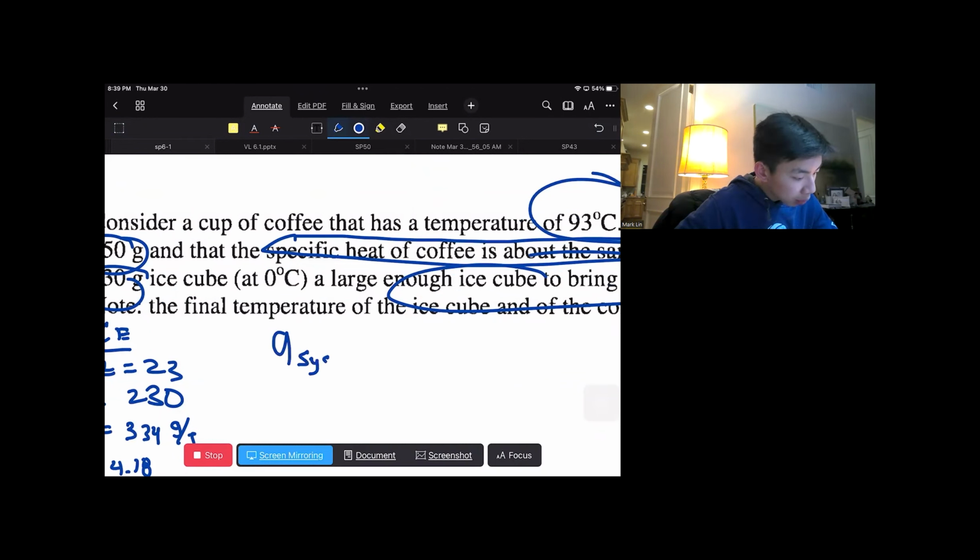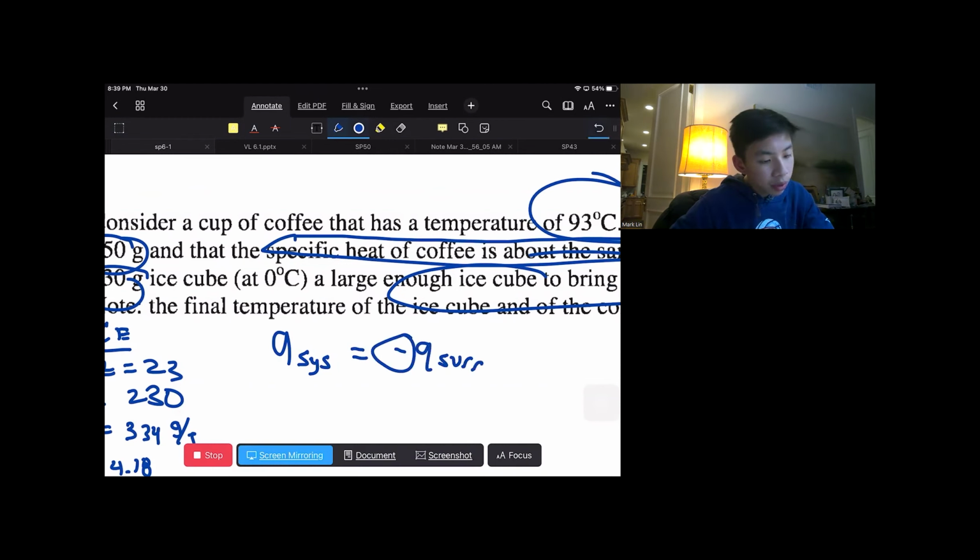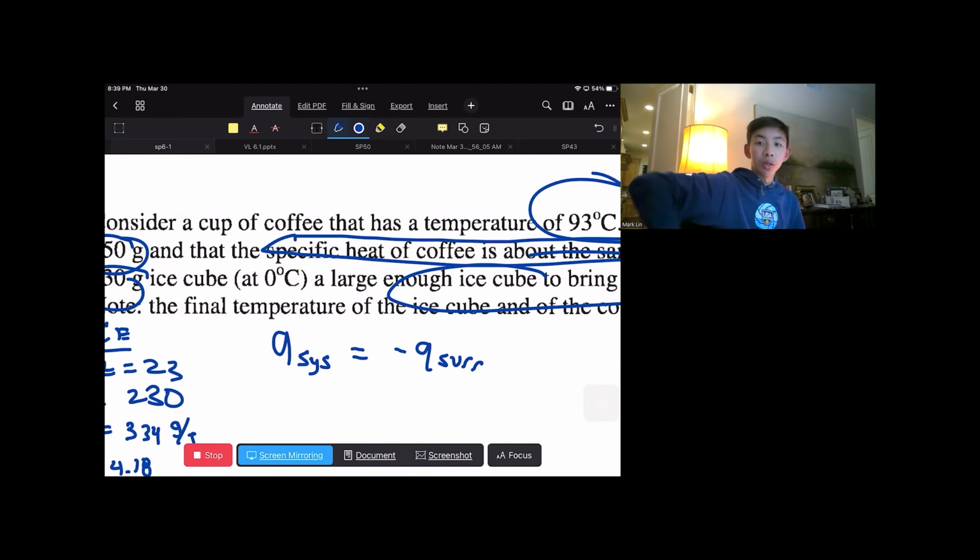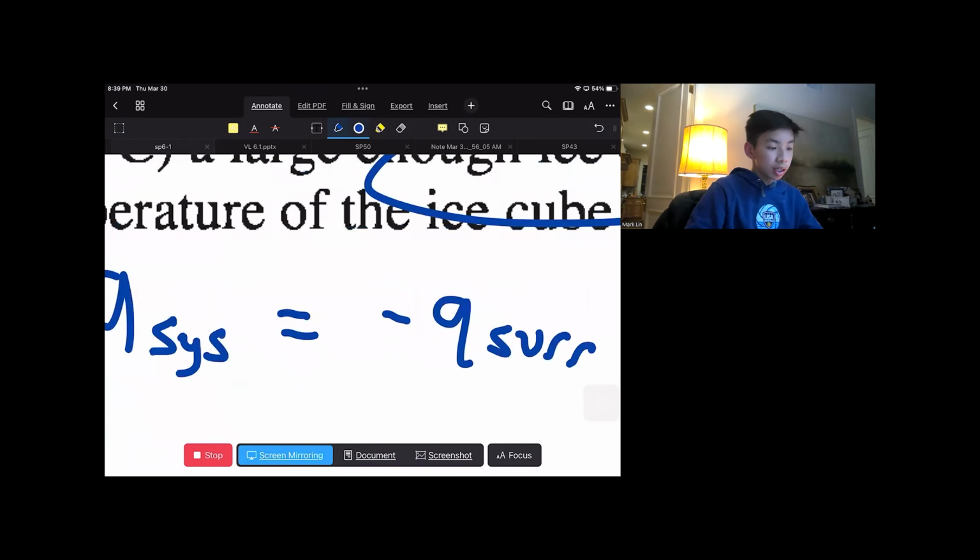And so when I said that one Q has to equal the other Q, that's also known as Q system equals negative Q surroundings. This negative can be placed at the beginning of Q system or Q surroundings, it doesn't matter. But we know that the coffee cup is going to lose heat. The temperature is going to go down, so it's going to lose heat. That's why the negative is on this side.